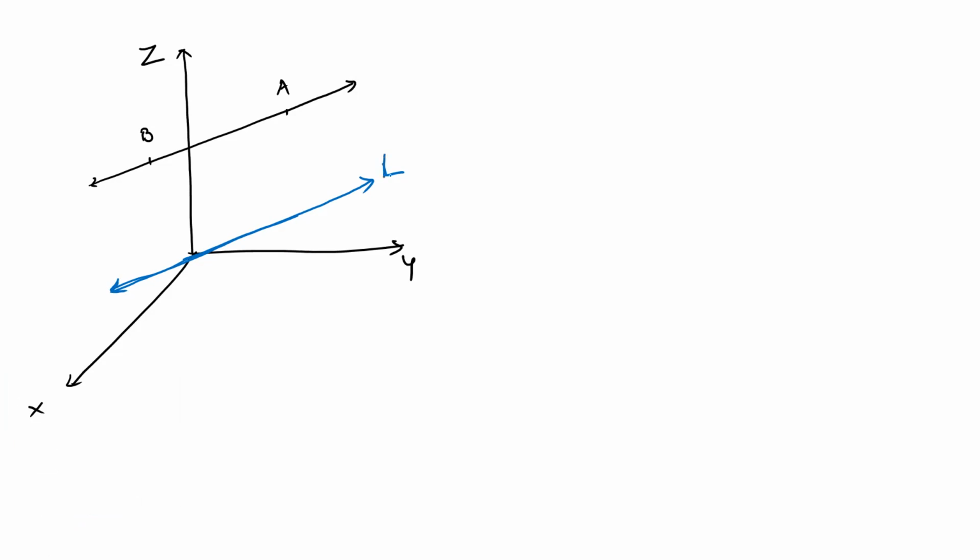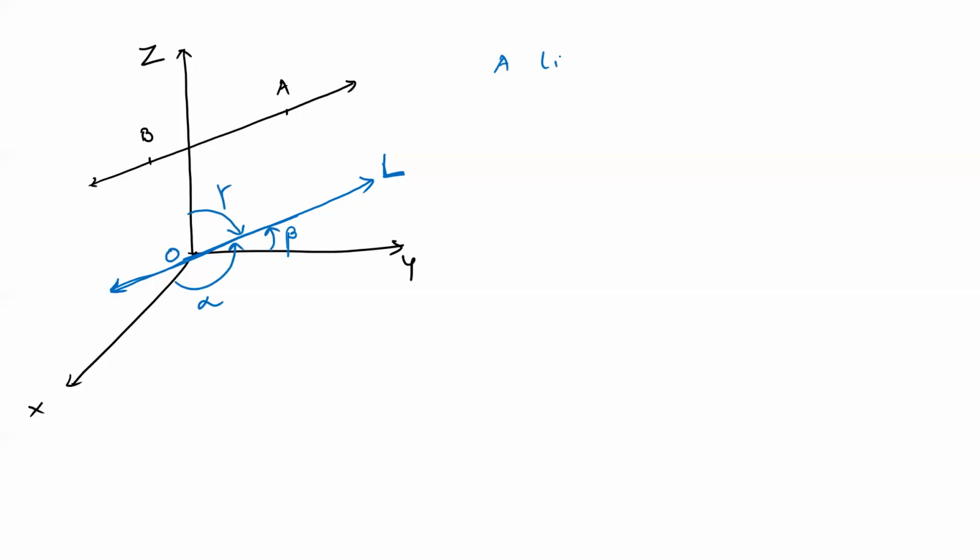Suppose L is the line and this is the origin. In this case, the x-axis makes alpha with L, the y-axis makes beta with L, and the z-axis makes gamma with L. So if some line is not passing through the origin, we draw any other line which is parallel to AB but passing through the origin, and then we find out alpha, beta, and gamma.